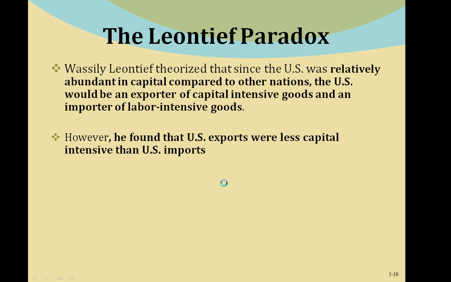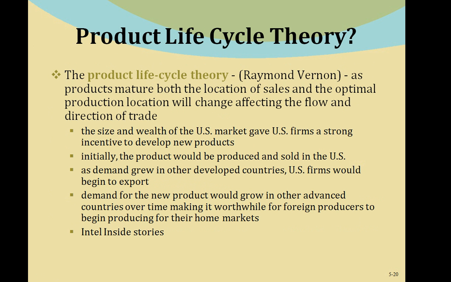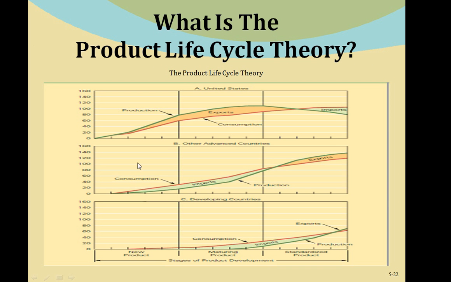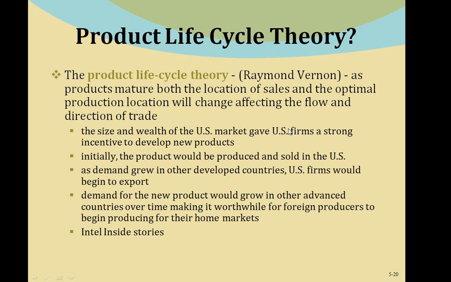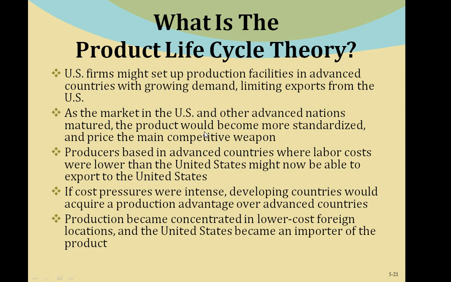Before that, we have to look at this first. The PLC. What is PLC about? Okay, as the products mature, from just newly introduced until they become mature, both locations, the optimal production location will change, affecting the flow and direction of trade. Okay, the size and wealth of the US market gave US firms a strong incentive to develop new products. Never mind, you read later. This is very simple.